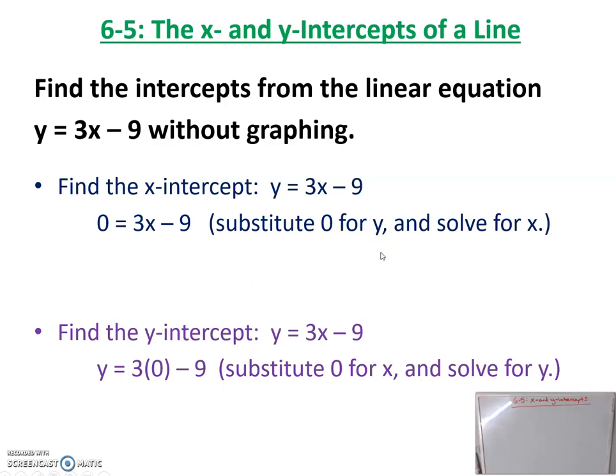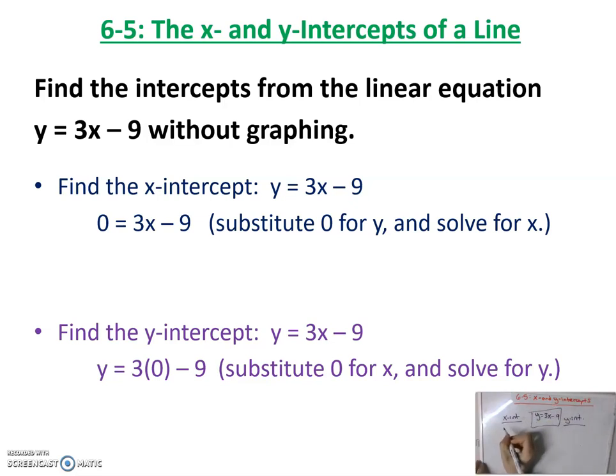So to do that, over to the side here, again, this is to find the x-intercept. To find the x-intercept, can you guys see that? I hope you can. For y equals 3x minus 9. And then to find the y-intercept. Alright, so this is what I'm solving for.